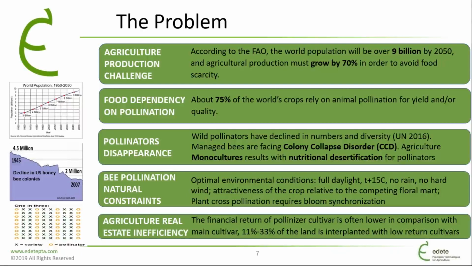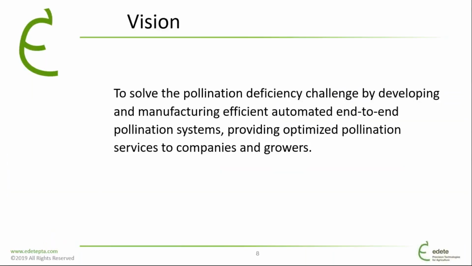Last but not least is agriculture real estate inefficiency, and this is where Edete's solution is a real long-term game changer. Some varieties have significantly lower commercial values than others, just like one third of all almond cultivated land. Still, one has to grow them as pollinizers. We at Edete, however, use only one pollinizer tree in order to pollinate a few dozen trees of the most valuable commercial variety.